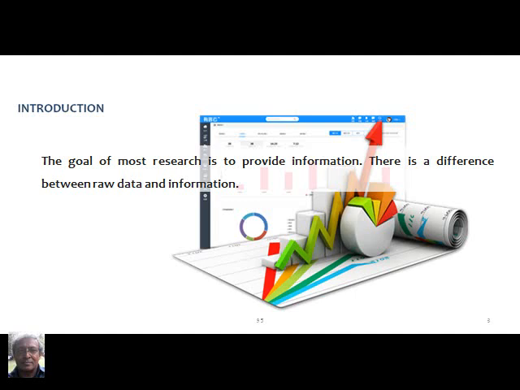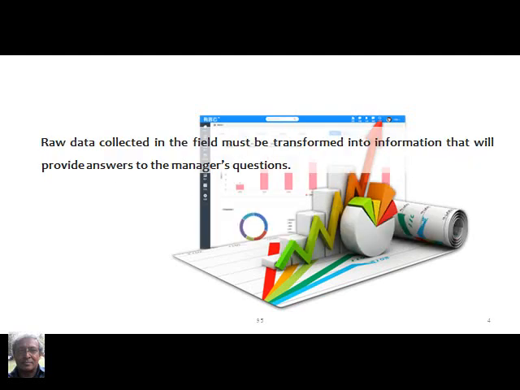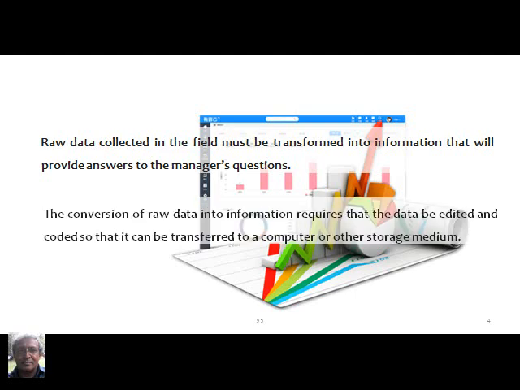There is a difference between raw data and information. Information refers to a body of facts that is in a format suitable for decision-making, whereas data is simply recorded measures of certain phenomena. Raw data collected in the field must be transformed into information that will provide answers to the manager's questions. The conversion of raw data into information requires that the data be edited and coded so that it can be transferred to a computer or other storage medium.